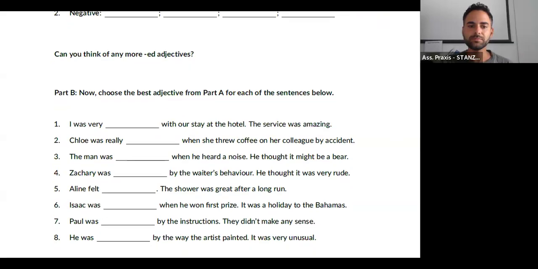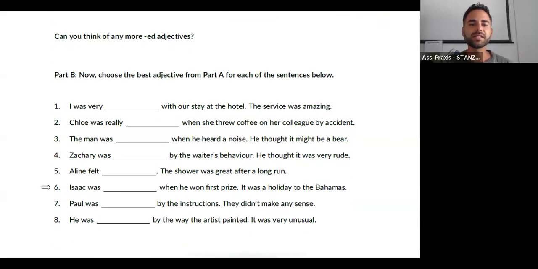Next one. Isaac, number 6, Isaac when he won first prize, it was a holiday to the Bahamas. How would you feel if you joined a race, you won the first prize, joined a competition, you're first, and they gave you as a prize, you receive a reward, and that is a holiday to the Caribbean, to the Bahamas. How would you feel? Well, you would definitely feel excited.